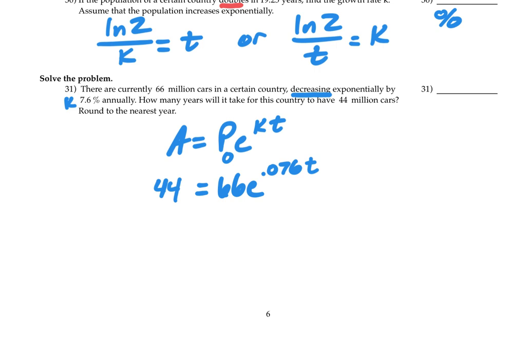And here's the other thing you gotta be careful of. It's decreasing, and so we're going to make the K value negative. If it was increasing, and we know it's decreasing because it says decreasing, but if we start out with 66 million and now we have 44 million, that also tells me that it's decreasing. If this number is bigger than 66, then it would be increasing, and so then that K value would be positive. So that's the one thing you want to pay attention to on that.